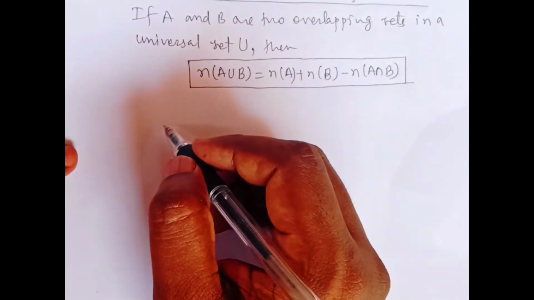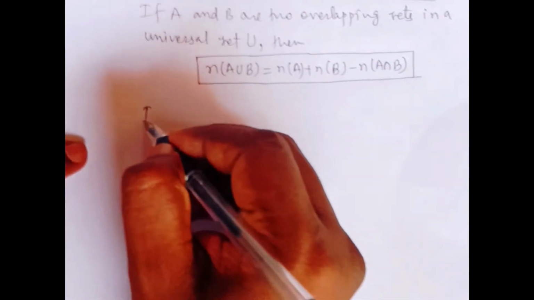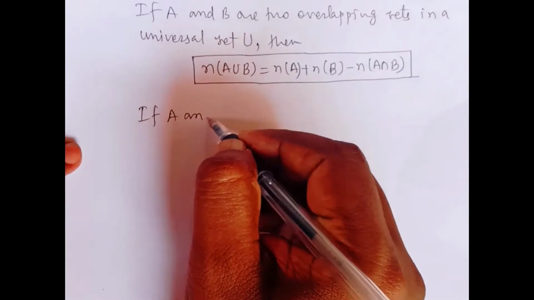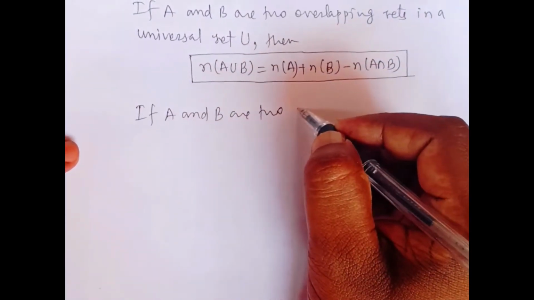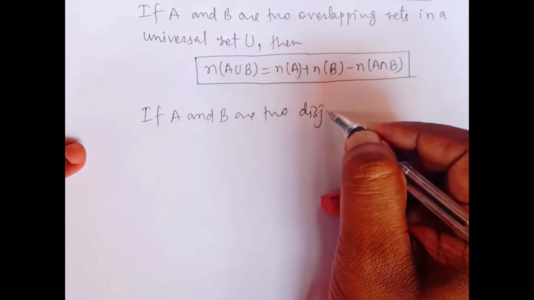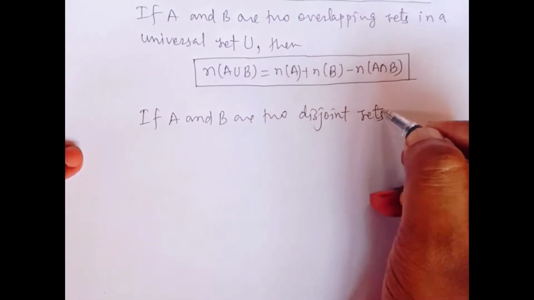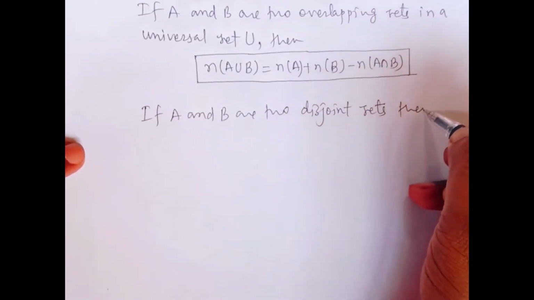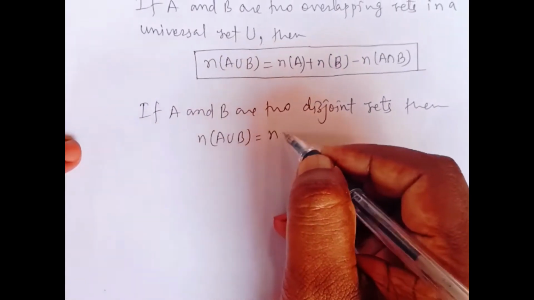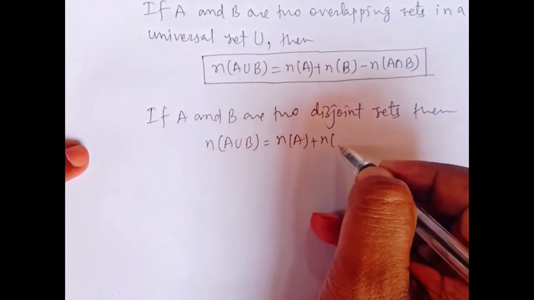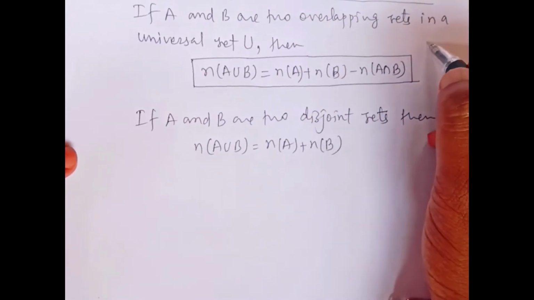Now some more relations are here. If A and B are two disjoint sets, then n of A union B is equal to n of A plus n of B. So in a Venn diagram we can use it like this.